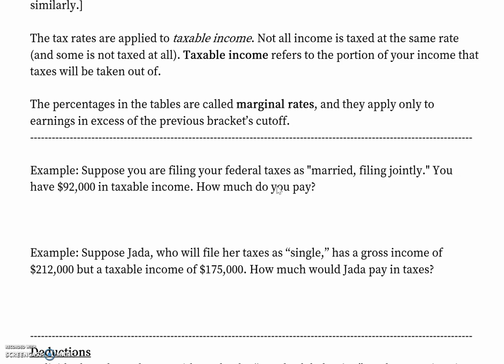Suppose we're filing as married, filing jointly, and we have $92,000 total in taxable income. How much do you pay in taxes?